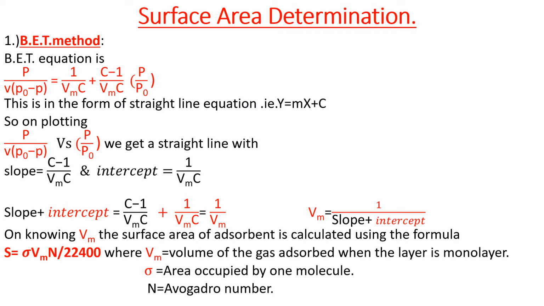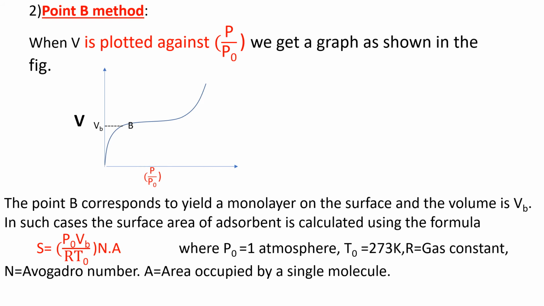This method is called the BET method. Our next method is the point B method. In this method, V is plotted against P by P0. V is the volume of gas adsorbed, P is pressure, and P0 is saturated pressure. If we plot V versus P by P0, we get a graph like this, and point B corresponds to the yield of a monolayer on the surface, and the volume is the VB value. The VB value is taken from this graph, and the value is substituted in the equation.